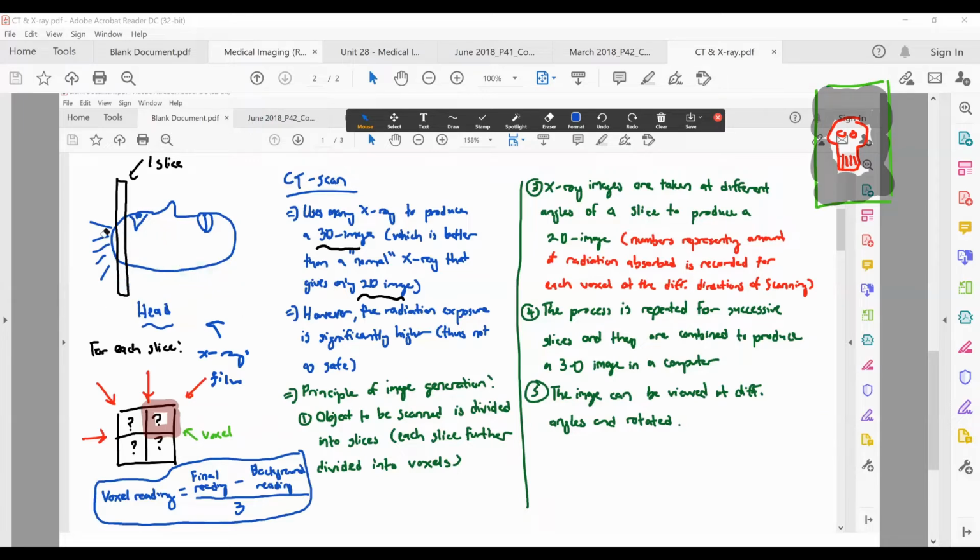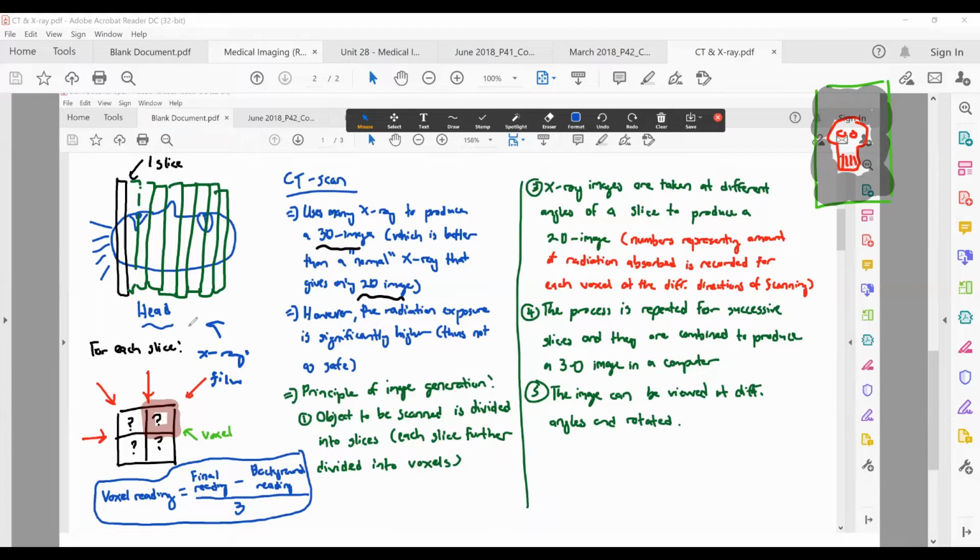Now, say for example, you have a skull here like this. You have a person's head whose skull you want to scan. When you want to do CT scan, you will first divide the object that you want to scan into slices. Meaning, this is the person's head, we will divide it into multiple slices. And then we will start to take an X-ray image of one slice first.